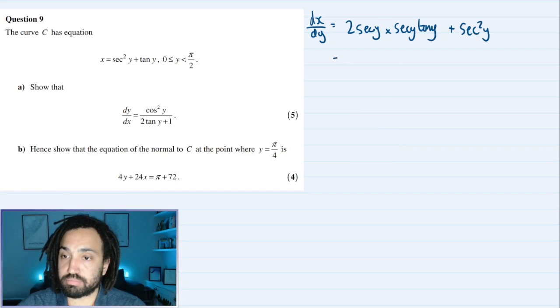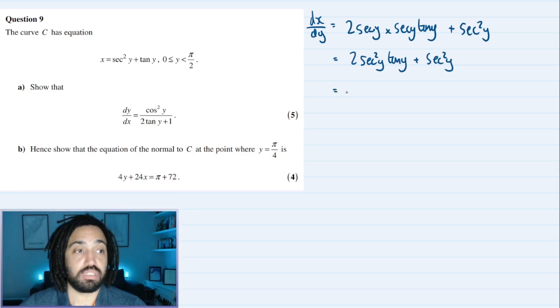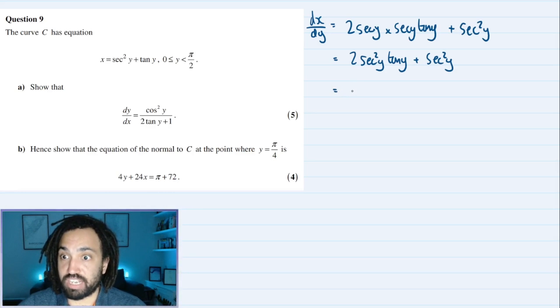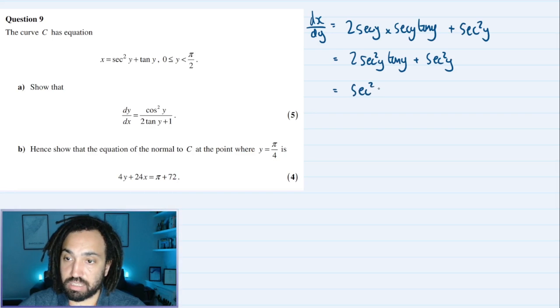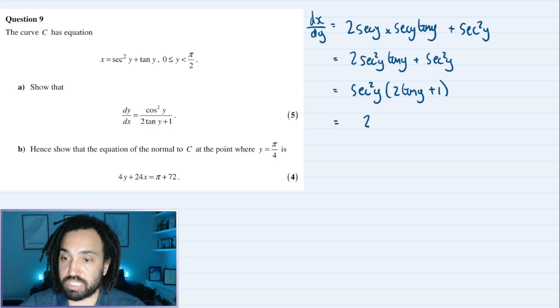Okay, and this is going to be 2 sec squared y tan y plus sec squared y. We can factorize out a sec squared here. Always good to factorize when you can. And then we can rewrite this because sec is 1 over cos, so we can write it as 1 over cos, which means we can put it at the bottom of the fraction in terms of cos. So over cos squared y.